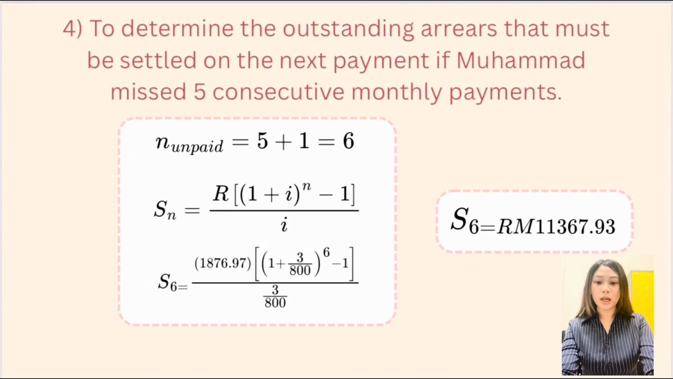R is RM1,876.97. The interest rate i is 3 over 800 and the number of periods n is 6. Calculate 1 plus 3 over 800, raise it to the power of 6, then minus 1, divide by i, and multiply by R. The result is RM11,367.93.